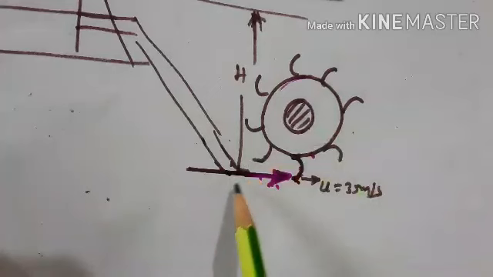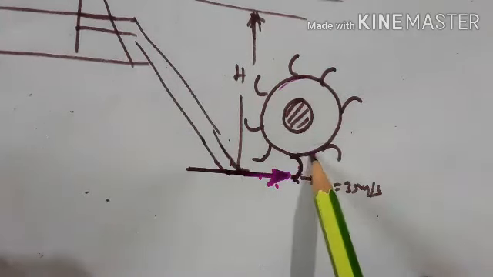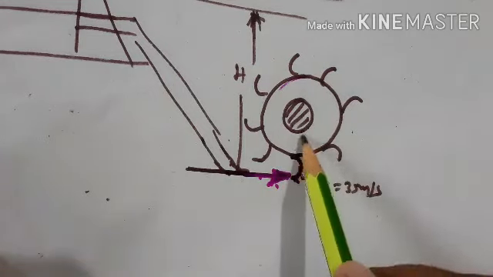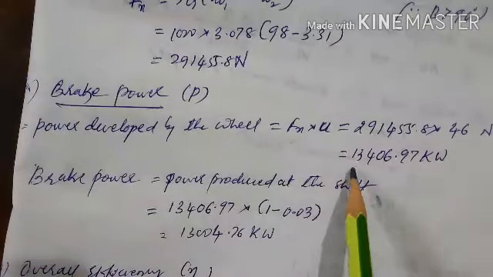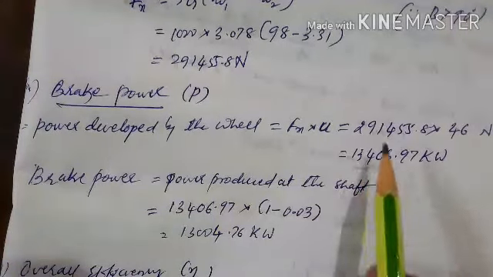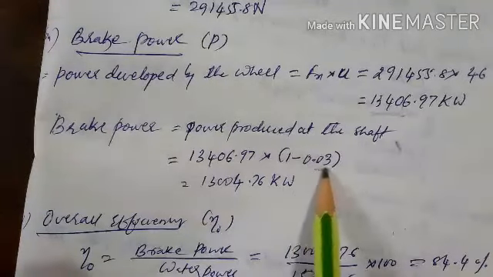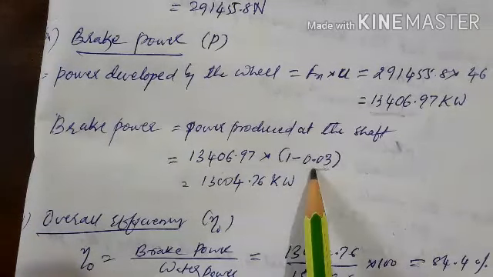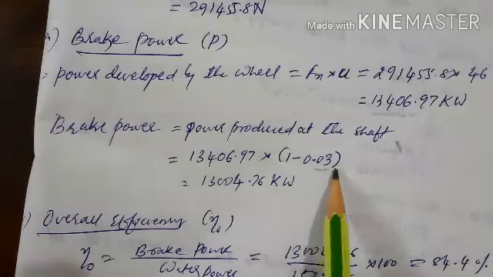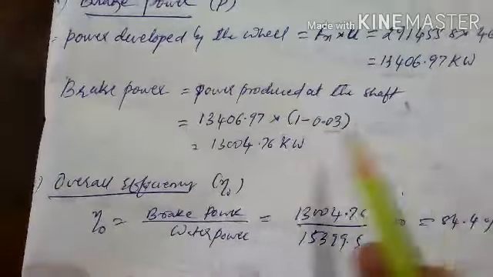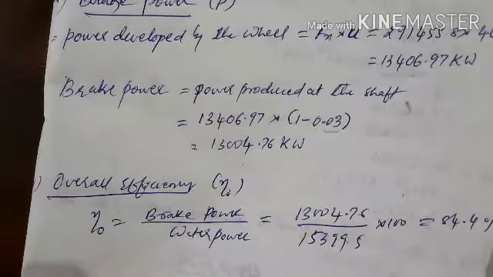This is how the energy is transferred from the water to the blade, blade to the runner, and to the shaft. While transferring, some losses will take place, meaning 100% of the power will not be transferred. The runner power will not all transfer to the shaft. Hence 1 minus 0.03, meaning 3% losses already given in the problem, so we take only 97%. Or 0.97 into this much, we get this much brake power or shaft power.